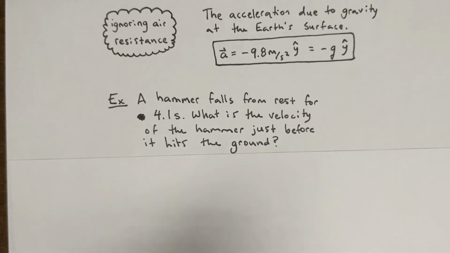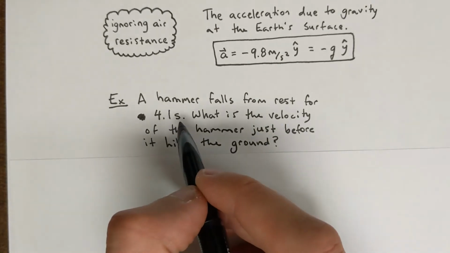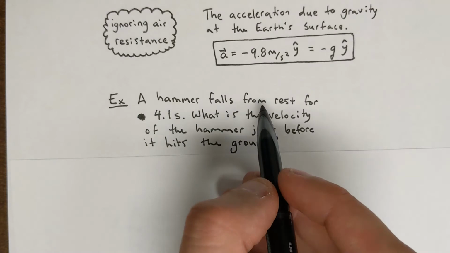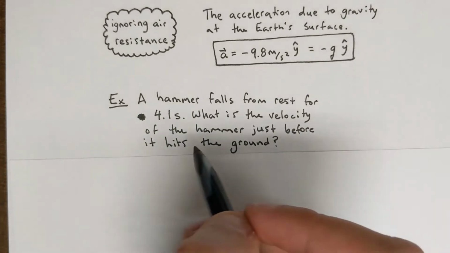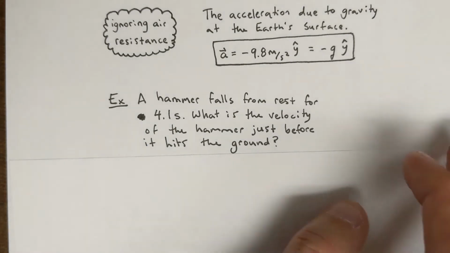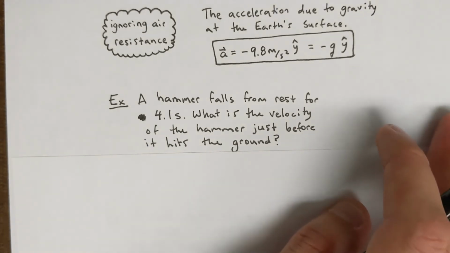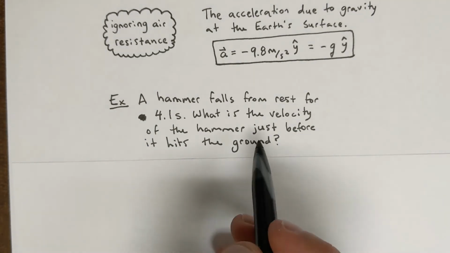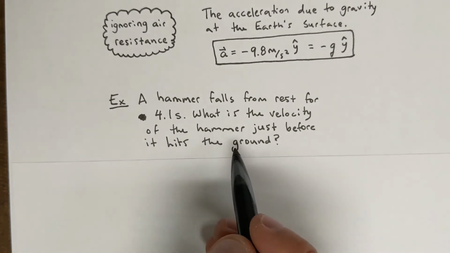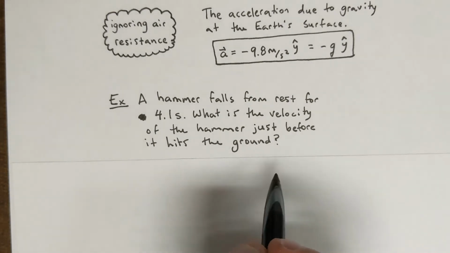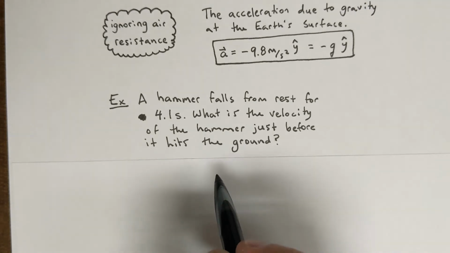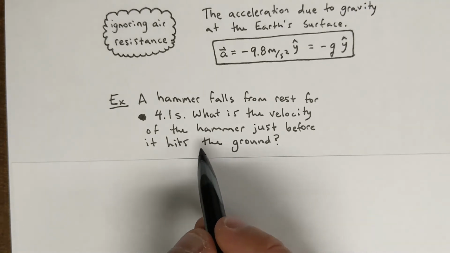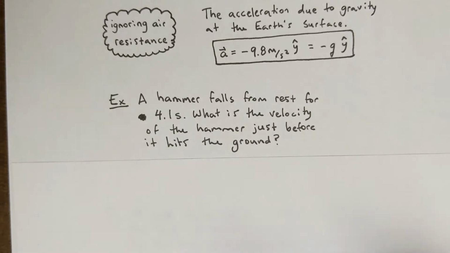We have a problem here that says a hammer falls from rest for 4.1 seconds. So after being released, the hammer falls for 4.1 seconds. What is the velocity of the hammer just before it hits the ground? Okay, so there's some implied information here. The first one is that this hammer is falling on the Earth. It didn't specify that, but that's what we assume because we live on the Earth. If it's falling on another planet, then the acceleration might be different than the acceleration of gravity here on Earth. But if the problem doesn't specify, then we're going to assume that it's happening here on Earth.